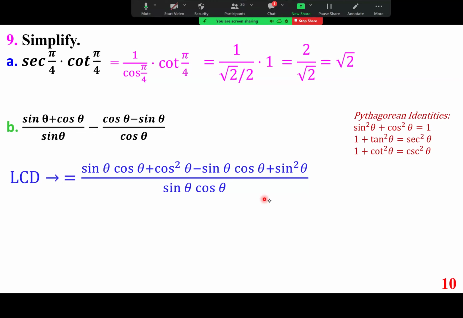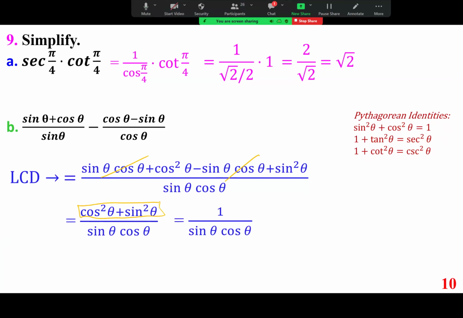Reminding you of the Pythagorean identities: sine squared plus cosine squared is 1, 1 plus tan squared is secant squared, 1 plus cotangent squared is cosecant squared. So what happens is this one cancels out this one, and this adds up to 1. You can sort of leave it like that because if you want to continue, you can. I'll show you what happens next. You can say 1 over sine times 1 over cosine. As you know, 1 over sine is cosecant, 1 over cosine is secant, so that's another way of writing it. Either way is fine.